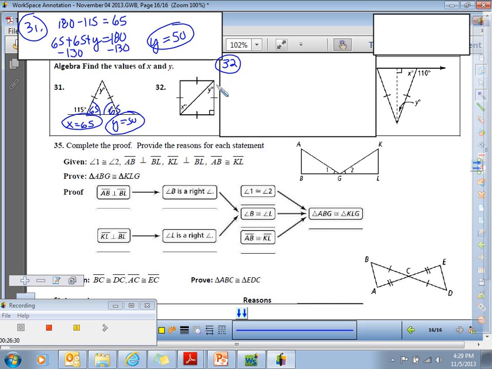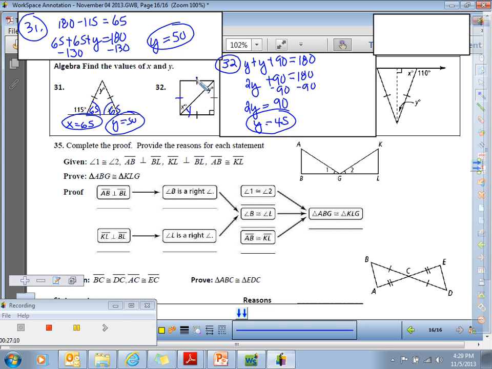Okay, for 32, I want to find x and y. And the only number I'm really given is this 90 here, this right angle. And it's an isosceles right triangle. That means these are the two base angles. The right angle is the vertex angle. That means that this is y. So I now know that y plus y plus 90 is equal to 180. I'm only looking at this bottom right triangle. That's 2y plus 90 equals 180. If I subtract 90 on both sides, 2y is equal to 90. So y is equal to 45.